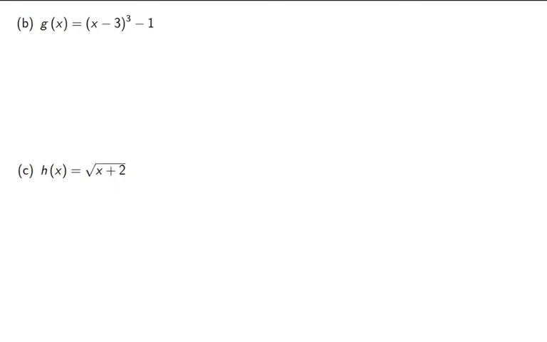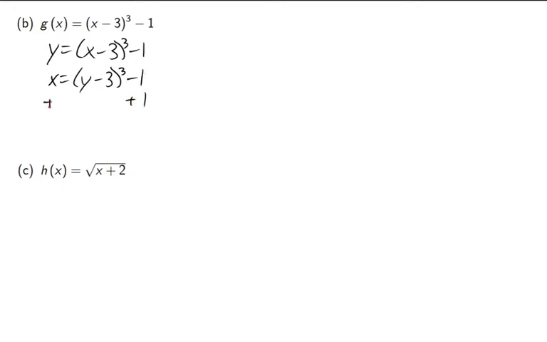X minus 3 cubed minus 1. So we have y equals x minus 3 cubed minus 1. And now we switch the roles of x and y. So x equals y minus 3 cubed minus 1. And now we need to solve for y, which is a little bit harder this time.